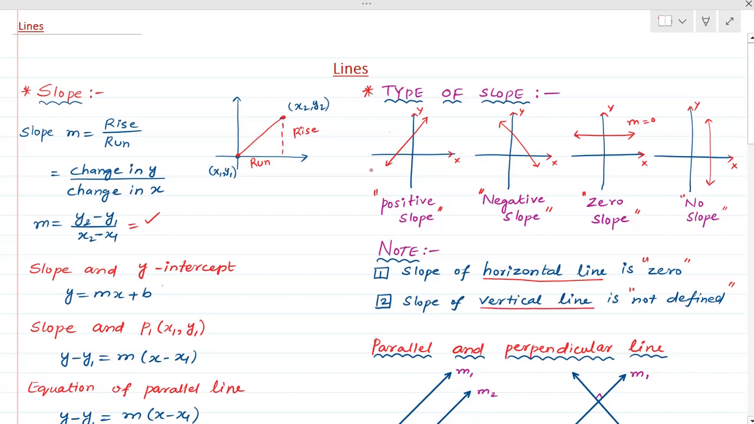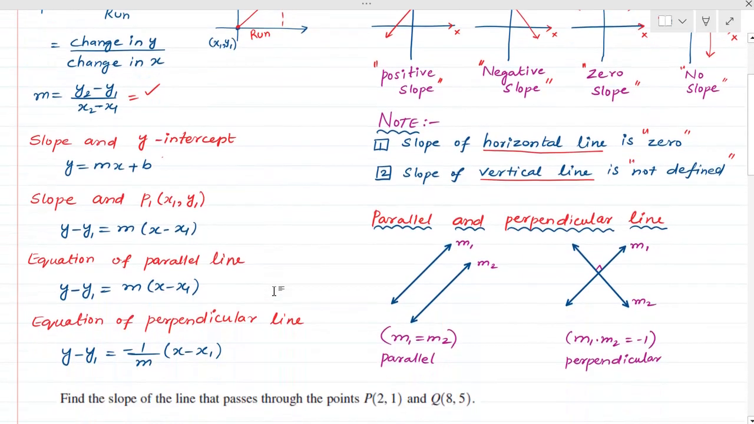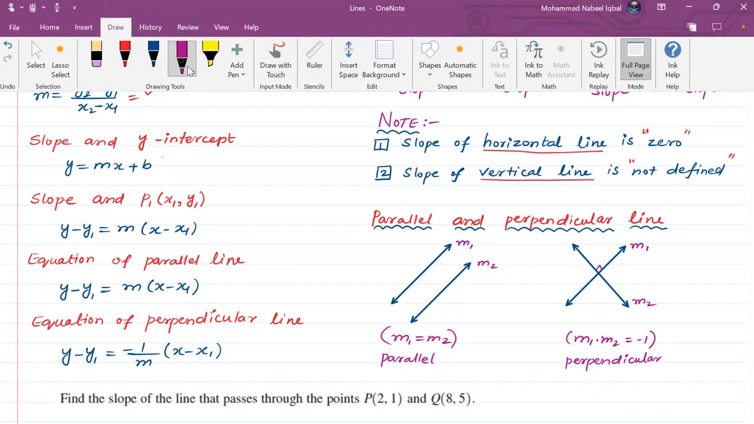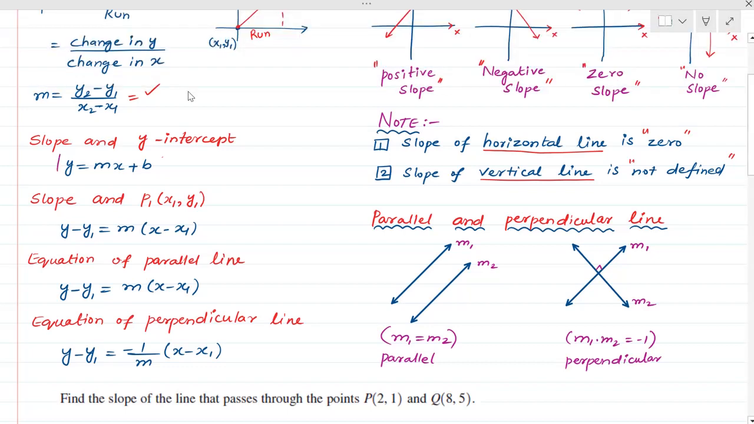Then we will have the next one. It is the list of formulas we are going to use. What are the formulas? The first one is the slope and y-intercept. Whenever the slope and y-intercept are given, we use this formula y equals mx plus b, where the m value is nothing but the slope and the b value is the y-intercept. Y-intercept means x is equal to 0. So x is equal to 0, the point 0 comma b. We can write it in terms of the point.